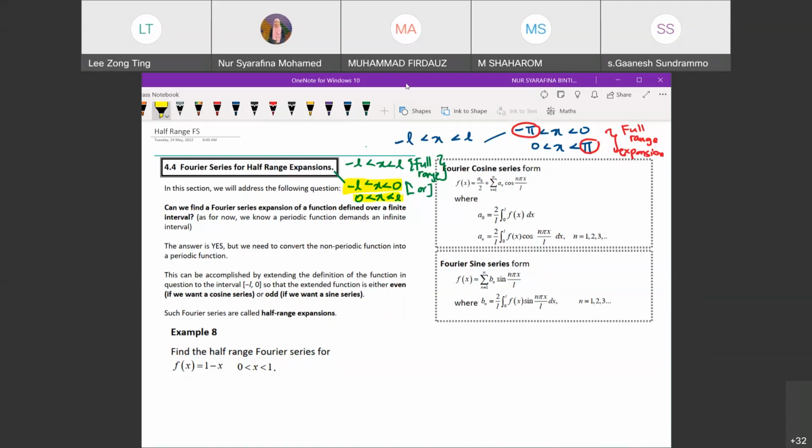Alright, so in this section, we will address the following question. Can we find a Fourier series of a finite interval? So this is a finite interval. As for now, we know a periodic function demands an infinite interval. As you can see, if you are given in terms of t, the function is repeated about the t value, right? For a periodic function. So the answer is yes, but we have to convert the non-periodic function into a periodic function.